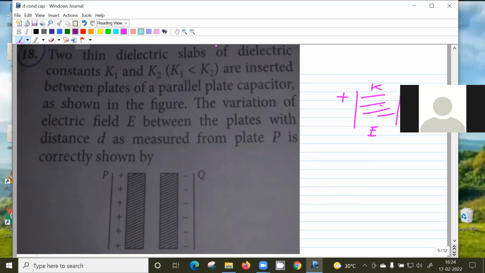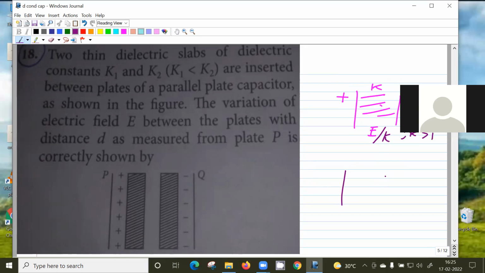It will decrease, sir. By how much? By K. And K is greater than 1. Only then will it decrease, no? The electric field will become E by K. If K is less than 1, then the electric field is increasing. Only if K is greater than 1 will the electric field decrease. So the dielectric constant is usually greater than 1. So the electric field becomes E by K.